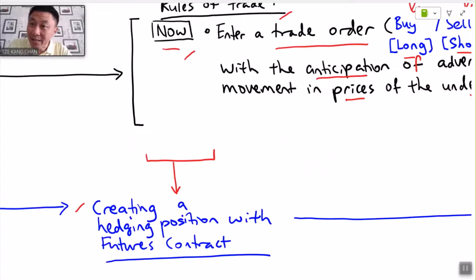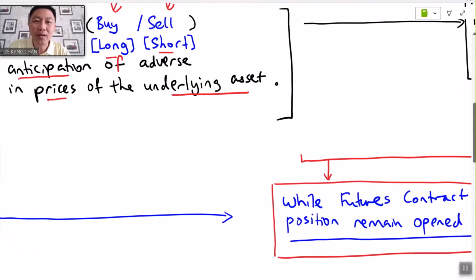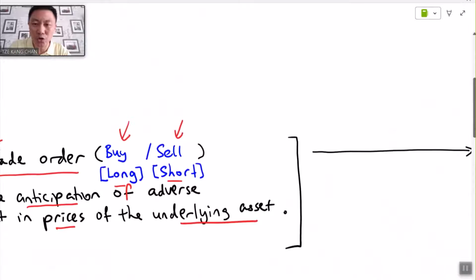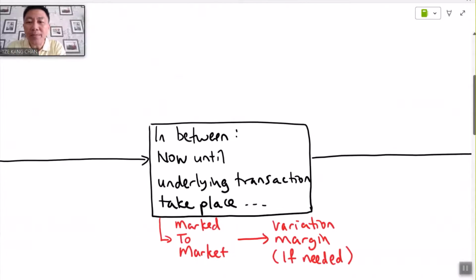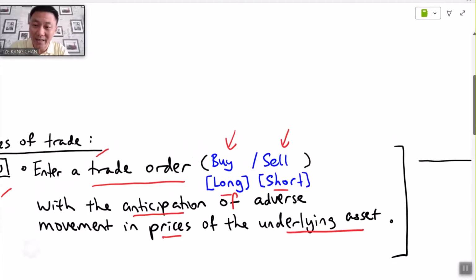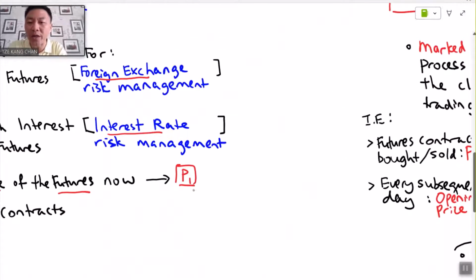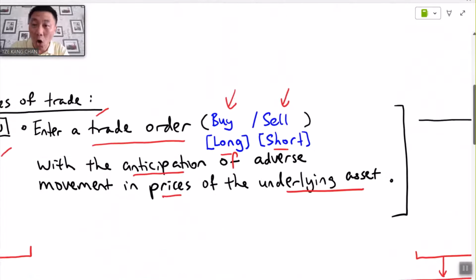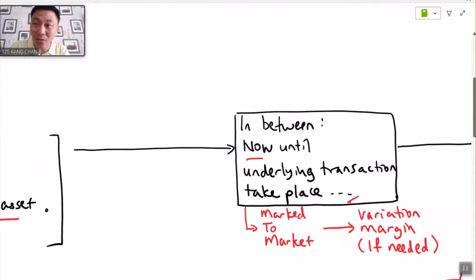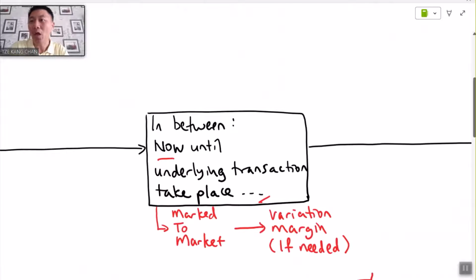So what's next, guys? When the futures contract position is now open or created, here comes the next stage. Between now and the time the underlying transactions take place, there will be regular and continuous fluctuation and changes in P1.